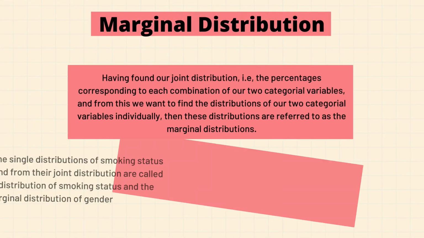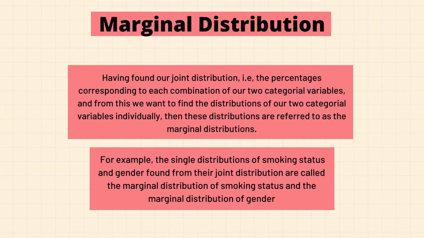Now that we have our joint distribution, we could be asked to find the marginal distribution from this. If we have found the joint distribution of our categorical variables and are asked to find from this the individual distributions of each categorical variable, then these distributions are called the marginal distributions. From the example, we have just found the joint distribution of gender and smoking status, and now we want to find the individual distributions of these.